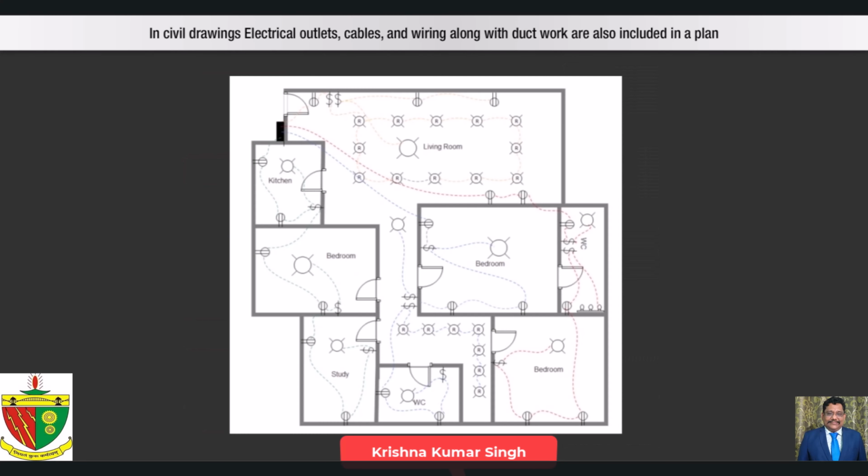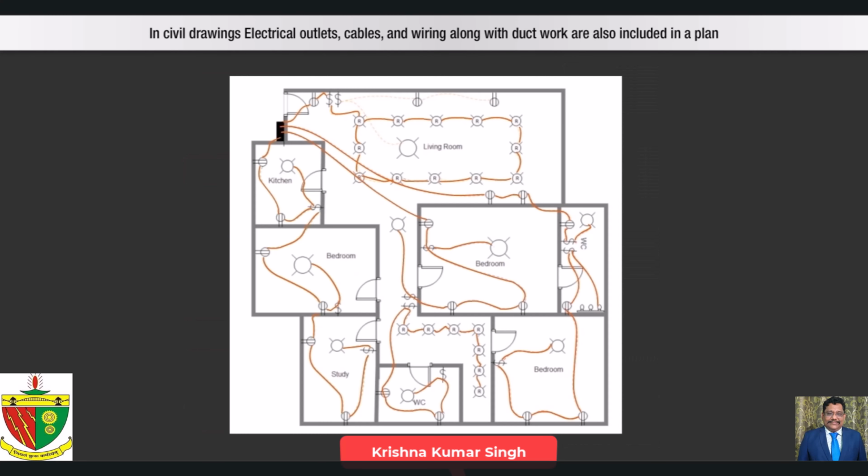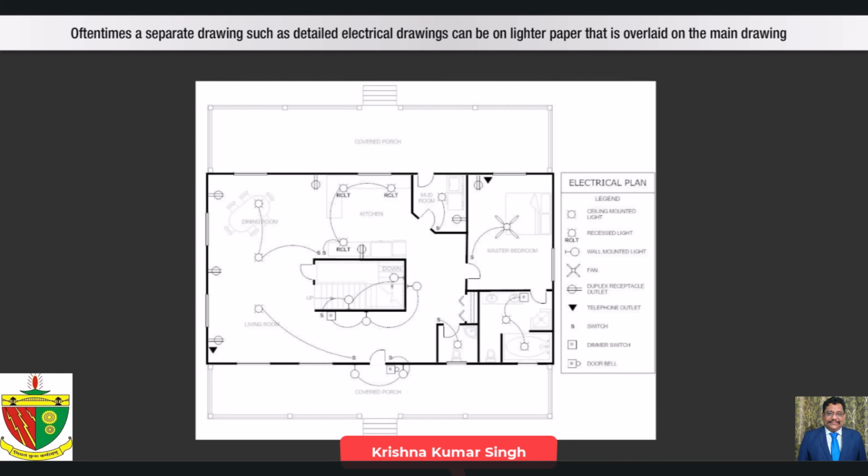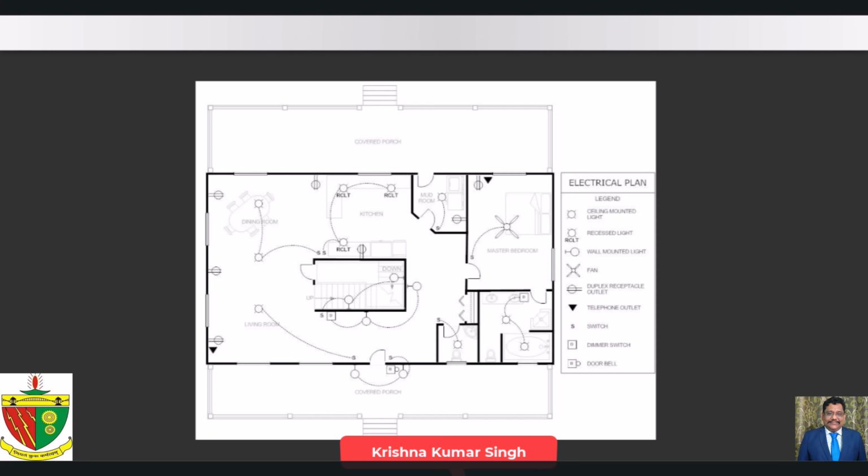In civil drawings, electrical outlets, cables, and wiring, along with the ductwork, are also included in a plan. Oftentimes, a separate drawing, such as detailed electrical drawings, can be on a lighter paper that is overlaid on the main drawing. Some notation might be included in other views of the subject.